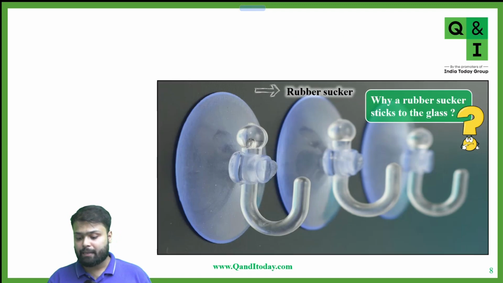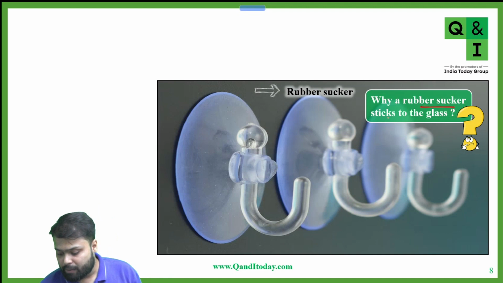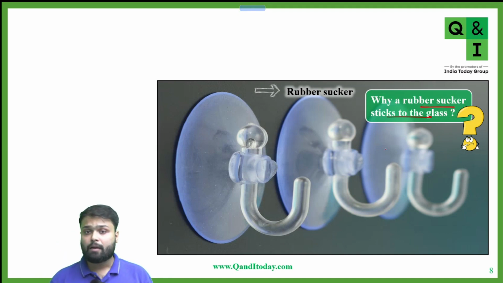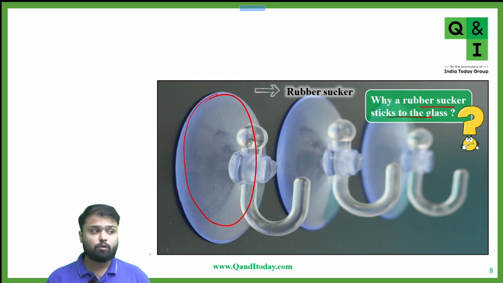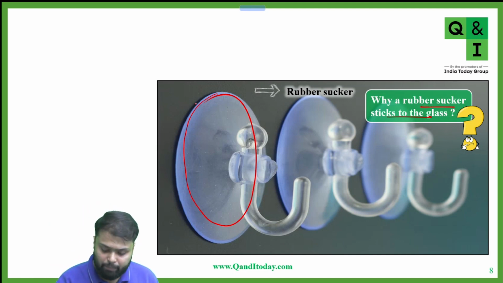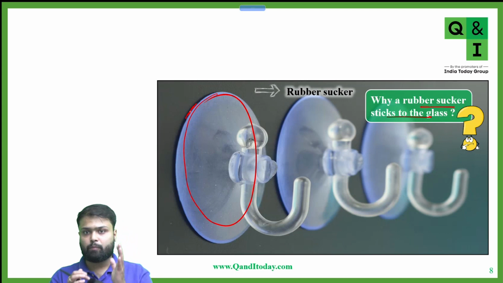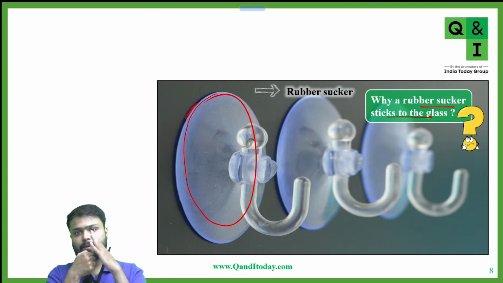You can also take another example of a rubber sucker. Suppose you have a rubber sucker. Why does a rubber sucker stick to the glass? Because of atmospheric pressure. This is the outer portion of the rubber sucker. When we press this rubber sucker, what happens? There is air between the inside portion of the rubber sucker and the wall. When we press the rubber sucker on the wall, the air between the wall and the sucker gets out.